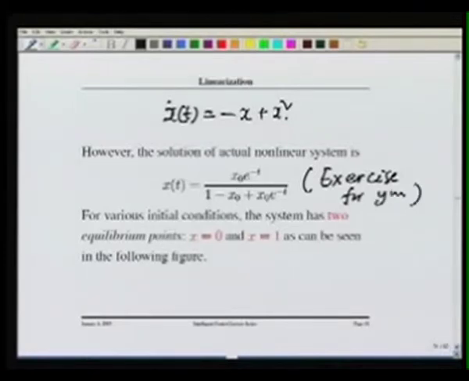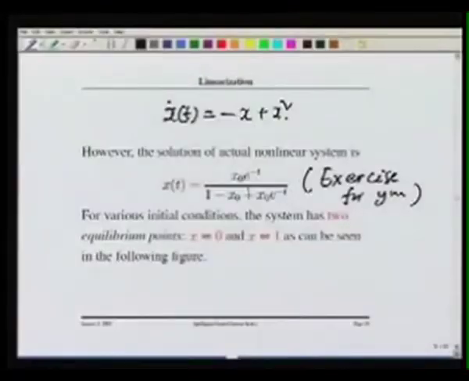Okay. Now this is a simple nonlinear system for which we can find a closed loop solution. And this is the closed loop solution for this nonlinear system. In general, we cannot express the solution of a nonlinear system in a closed form, but because this is a simple one, we can actually find the closed form solution of this nonlinear system.